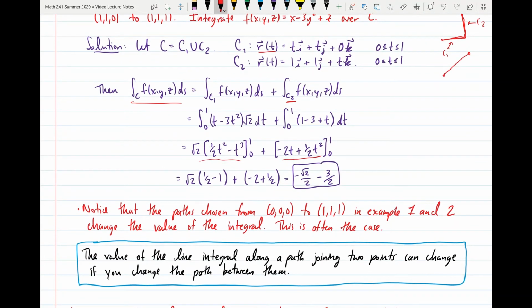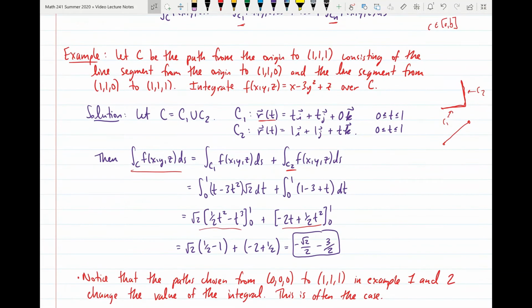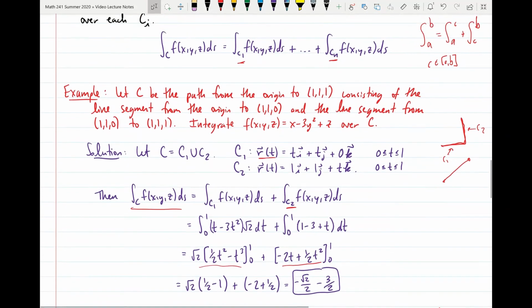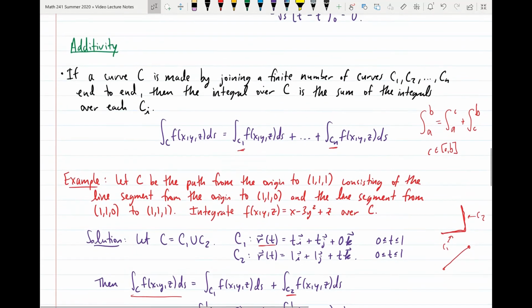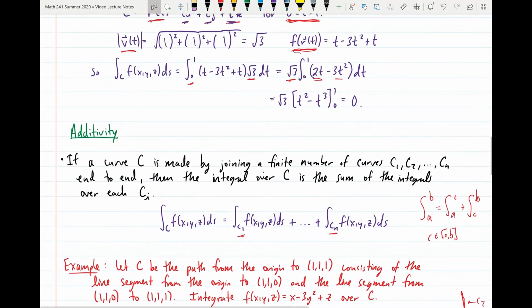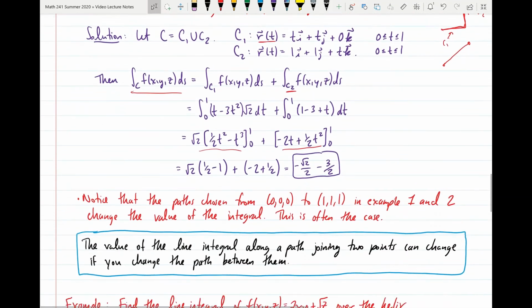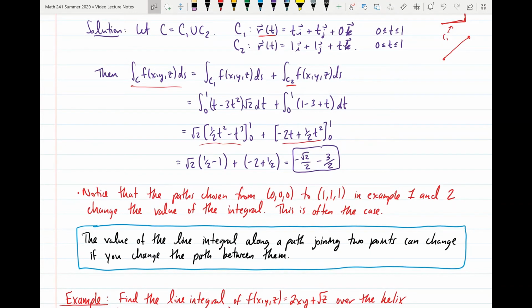In example 1 and example 2, the different paths that we chose changed the value of the integral, and this is often the case. So you can have one path from the origin to 1, 1, 1 and another path from the origin to 1, 1, 1, such that when you take the integral, you're going to get very different values. And there are all kinds of different paths that you could take from one point to another. So the line integral has a richer set of solutions, maybe I would say, if you're taking the integral from one point to another, because the path that you take often matters.